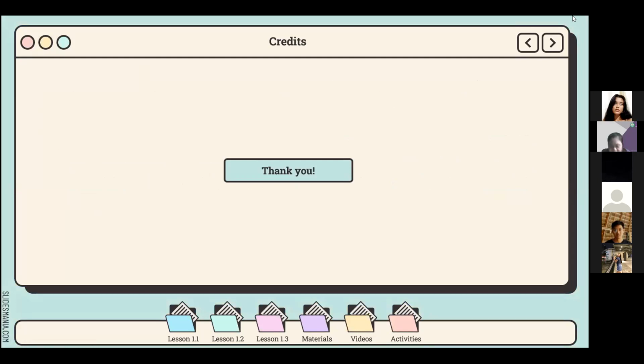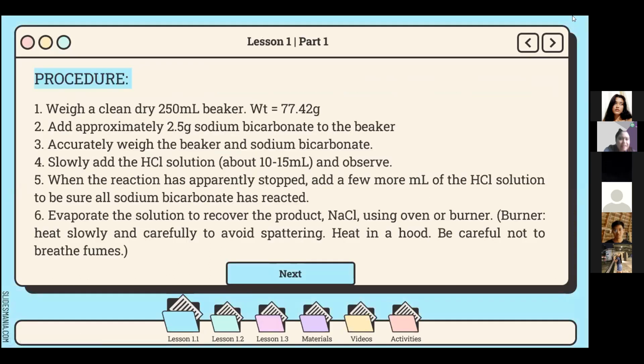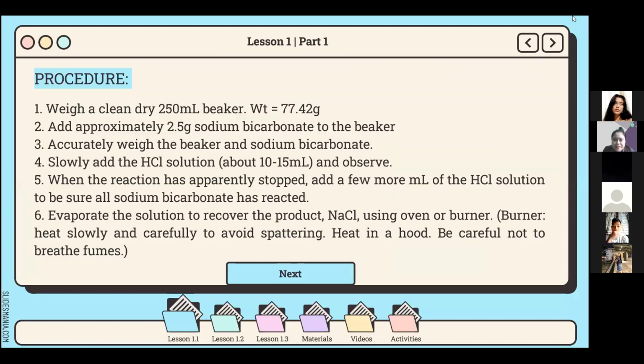Okay, can you go back sa first slide? Wait lang. Let me request. Paki-accept ng aking request. Okay.